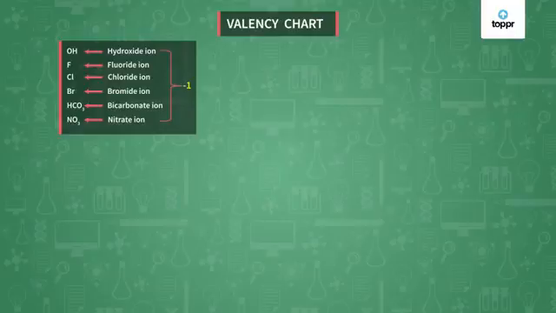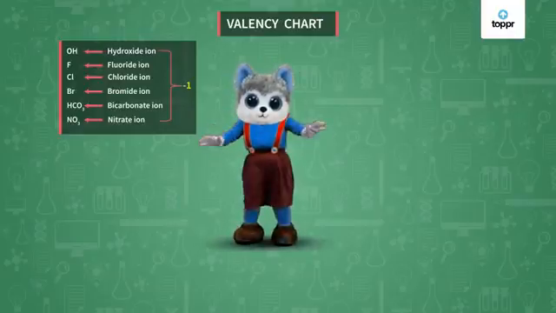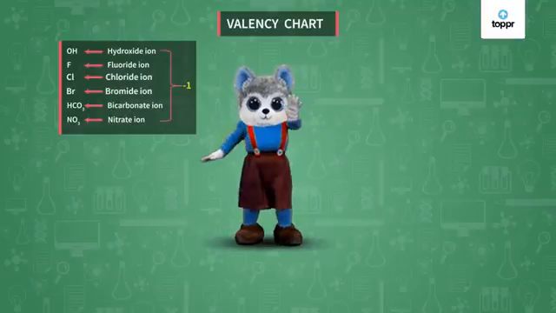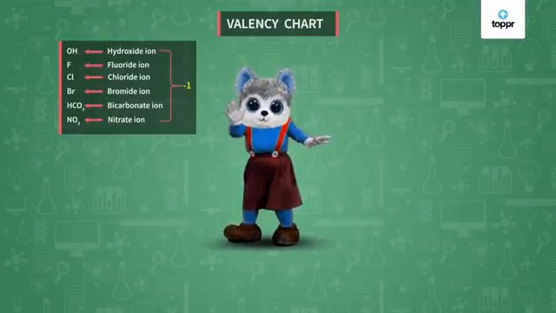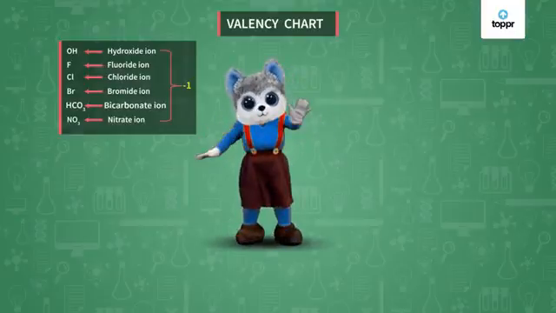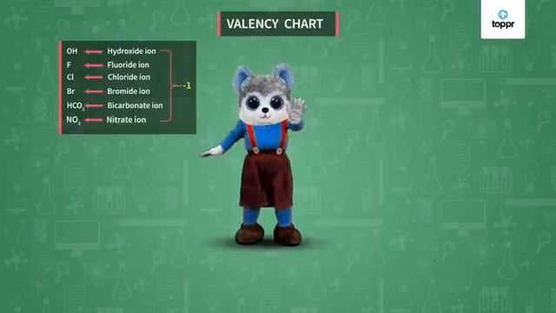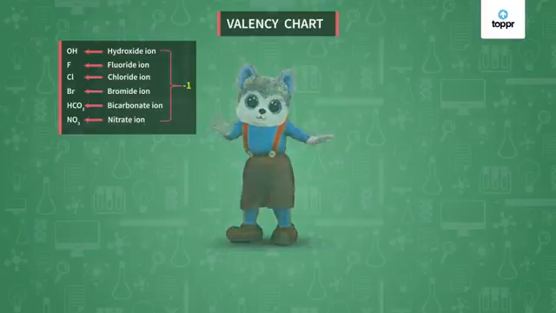The song goes like this. Hydroxide, fluoride, chlorobromide, hydroxide, fluoride, chlorobromide, bicarbonate, nitrate. Their valency is 1.